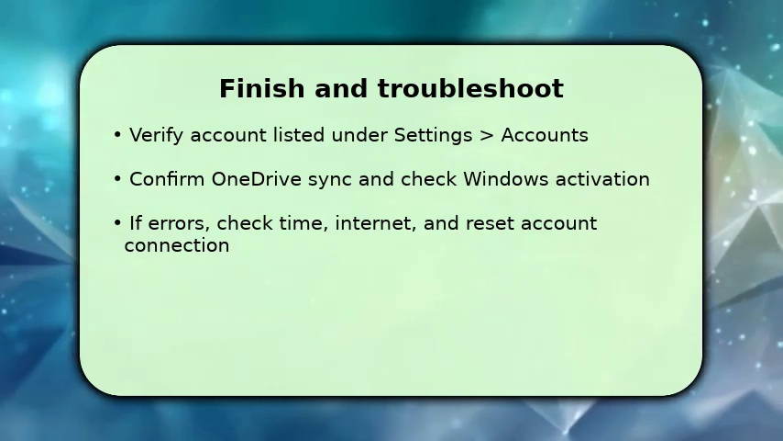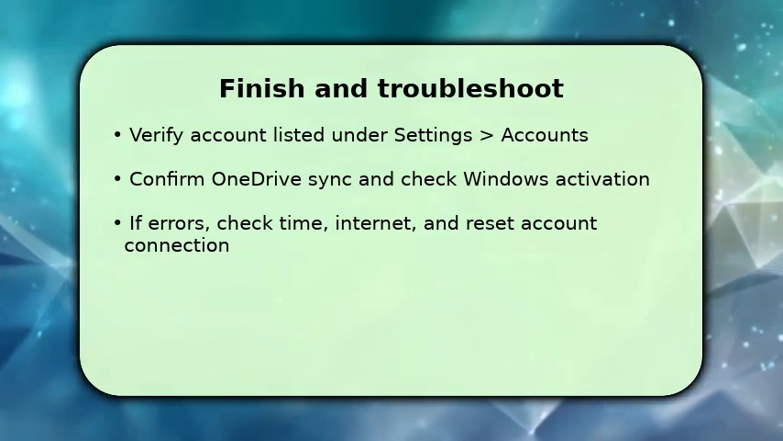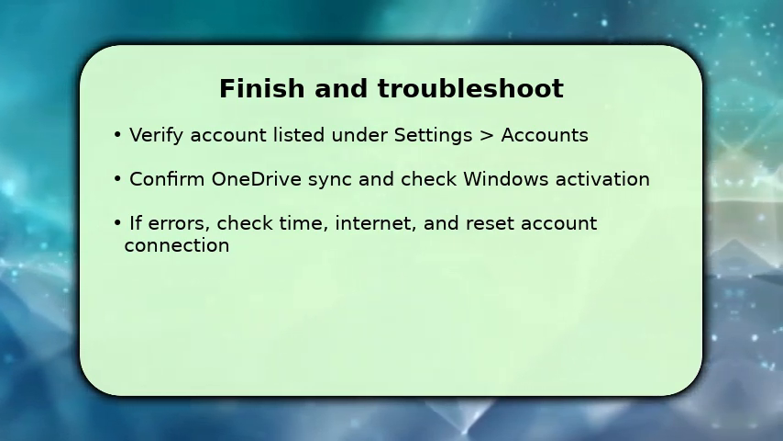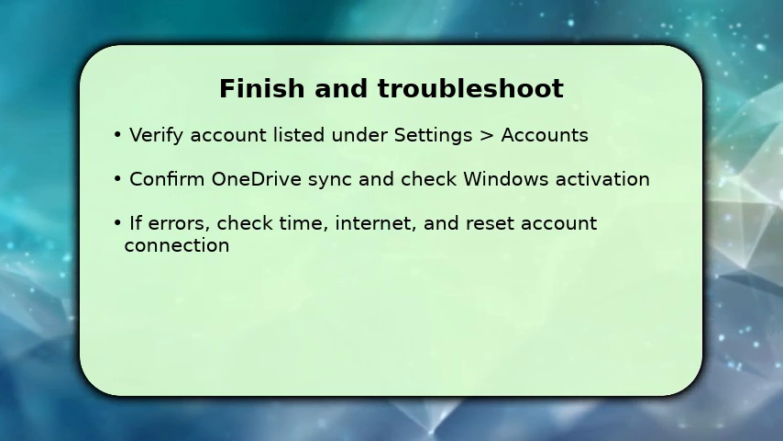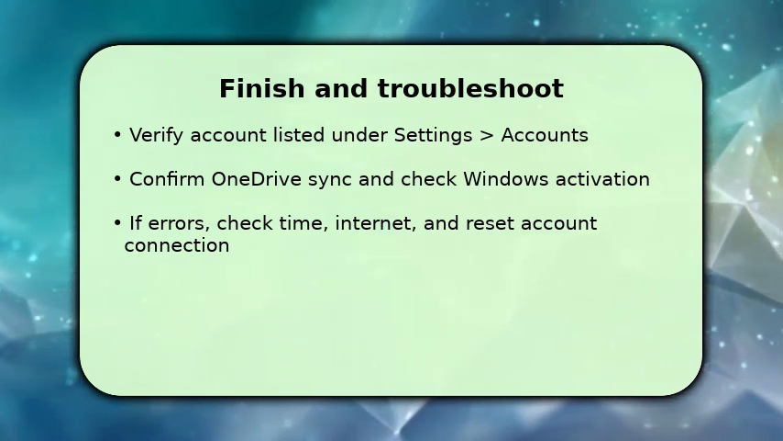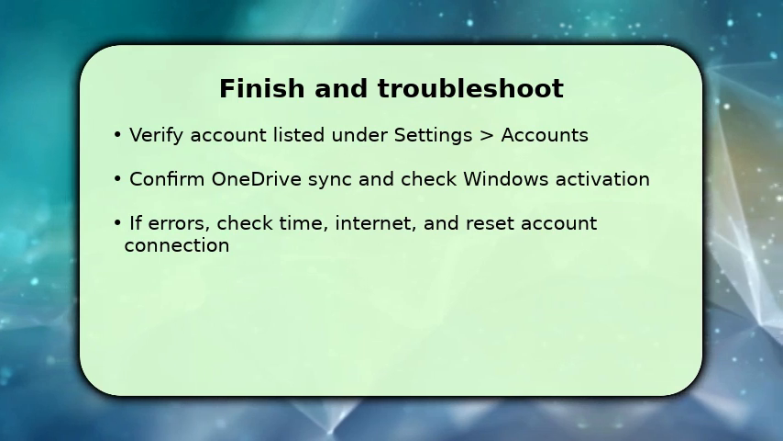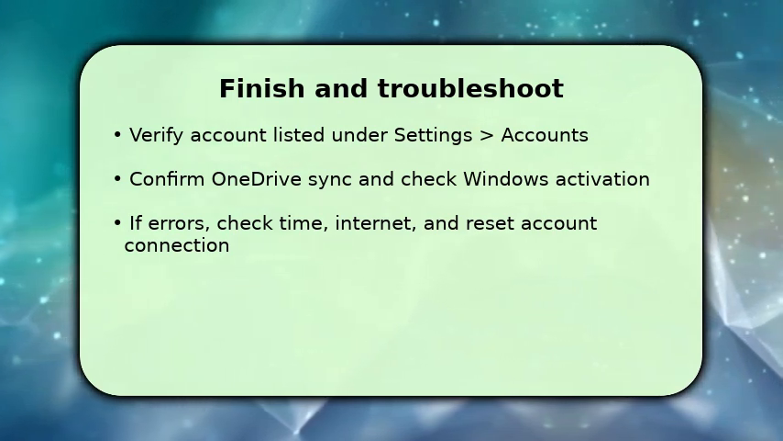Open Settings and verify your Microsoft account appears under Accounts, then check OneDrive and Settings sync status. Make sure Windows is activated under System Activation. If syncing fails or sign-in is blocked, check system time and internet first, then retry the sign-in. Time mismatch often breaks authentication.